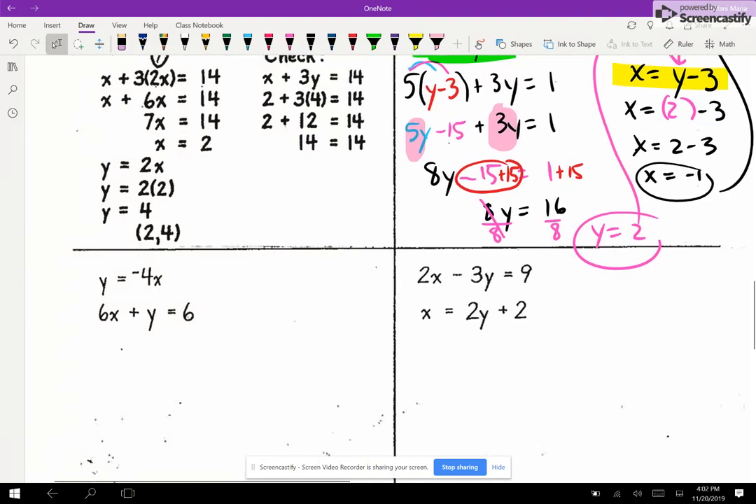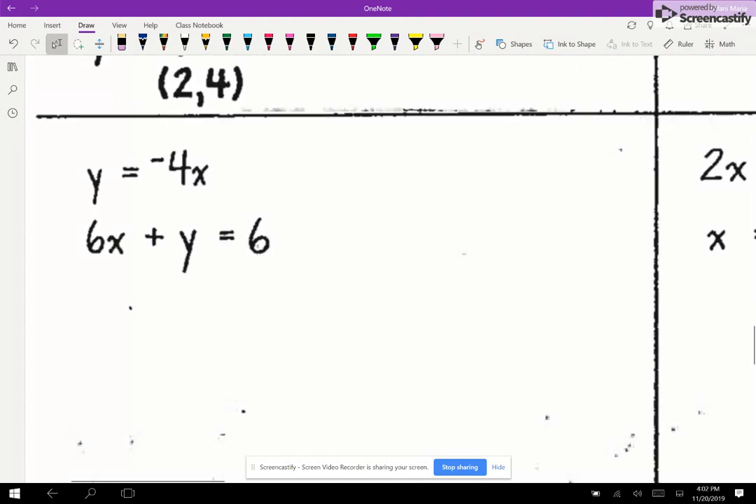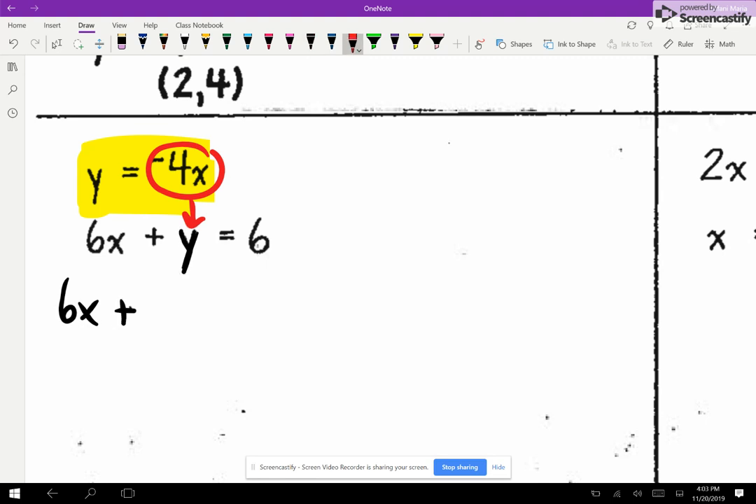Okay. All right. So the last one I'm going to do is this one right here. I'm going to take my two equations. This equation right here is solved for y. It says y equals that negative 4x. So I'm going to take that negative 4x, and I'm going to substitute it into the other equation for y. So I'm going to bring down my 6x, bring down the plus sign, and instead of writing this y, I'm going to substitute in my negative 4x. And then I'm going to bring down everything else.